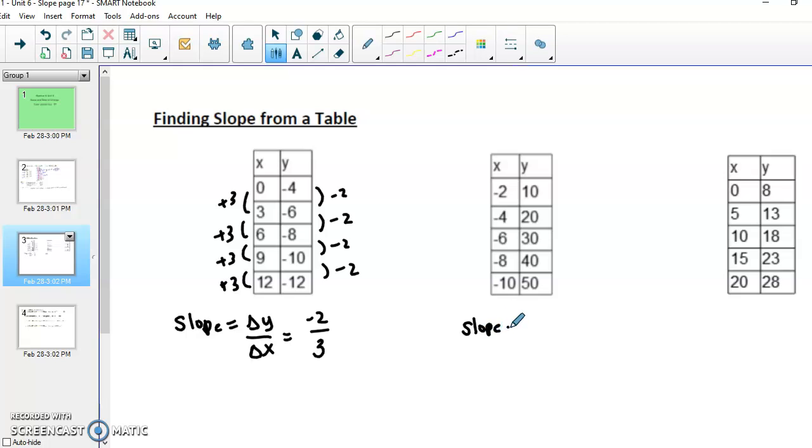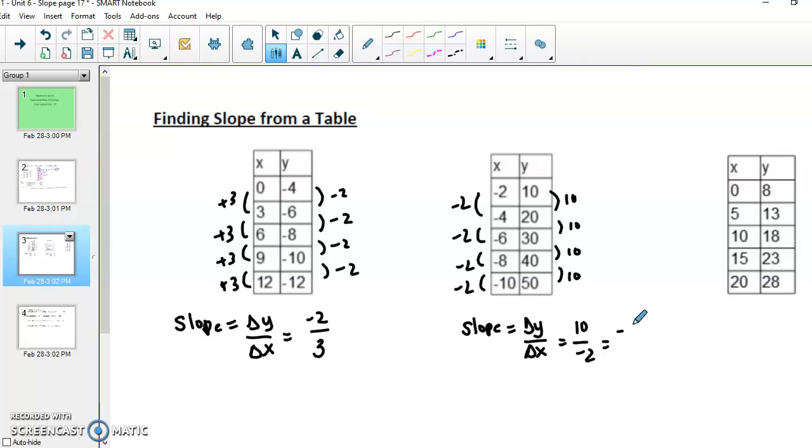Let's do the next one. Slope is change in y over change in x. So let's see, I'm going up 10. Now how about the x's? Look carefully. I'm going down 2 each time. Change in y over change in x. We typically reduce, so this will be negative 5 or negative 5 over 1. You'll see in the future it's actually easier if you write it as a fraction.